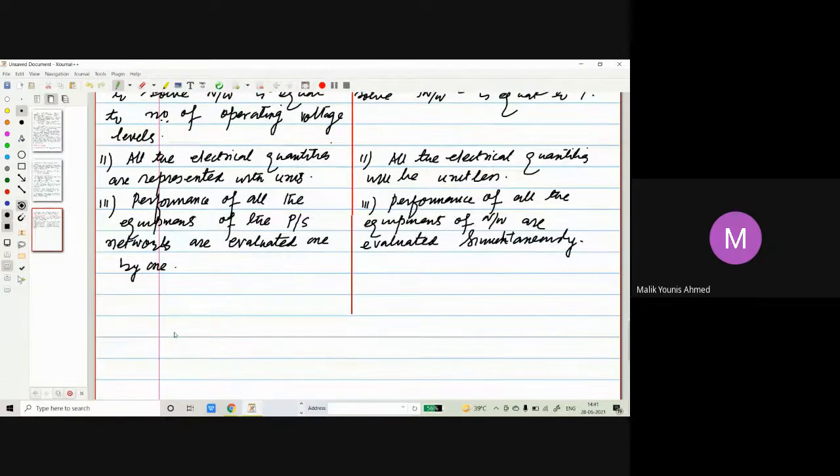Fourth point is, in this case, the calculations required are very large, more calculations required. In per unit system, calculations required are very less. So in the absolute system, computational effort required is more.